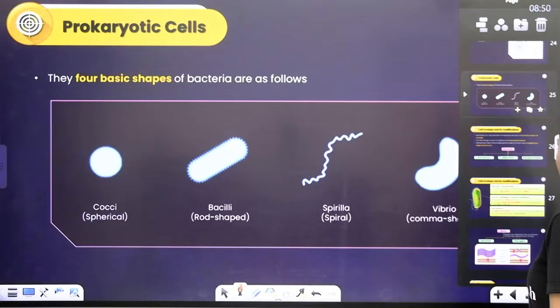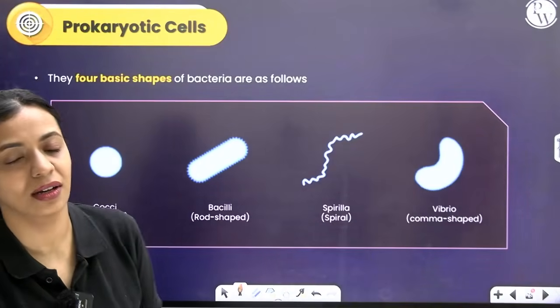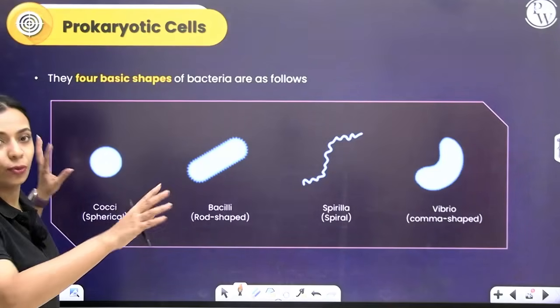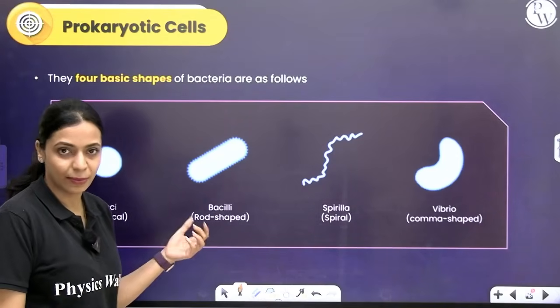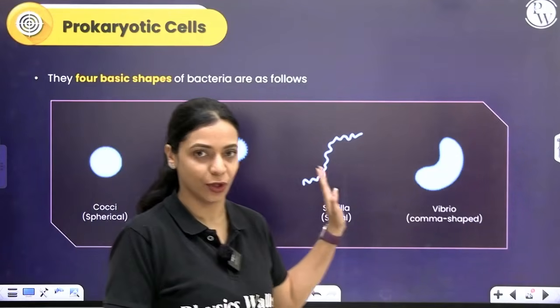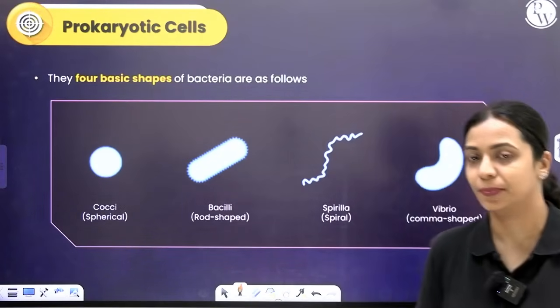Bacteria come in 4 shapes. About this we've already discussed in the chapter biological classification, also under bacteria. These are the 4 major shapes. If it is spherical, you call it cocci. If it is rod shaped, it's bacillus. If it is spiral, it's spirillum. If it's comma shaped, it's vibrio. So these are the 4 basic shapes in which you can see bacteria.